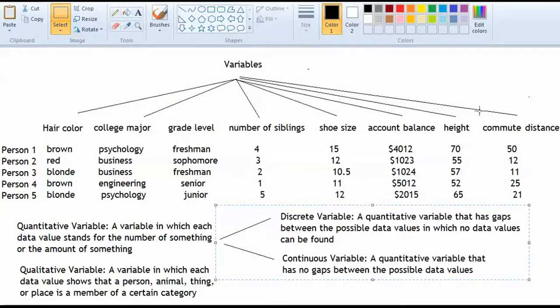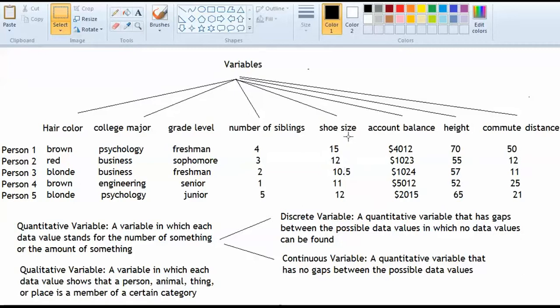A discrete variable is a quantitative variable that has gaps between the possible data values, in which no data values can be found. Number of siblings would be a discrete variable because even though data values such as 1, 2, 3, 4, and 5 would be possible, it wouldn't be possible to have a data value between 1 and 2, between 2 and 3, between 3 and 4, or between 4 and 5. For example, a person couldn't have 2.2 children or 4.1 children.